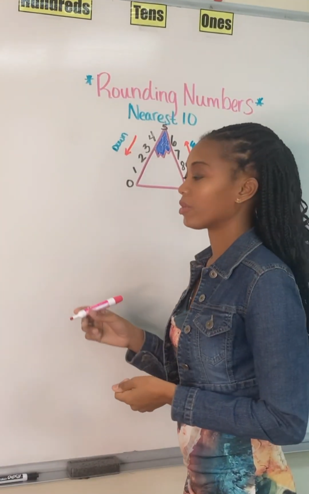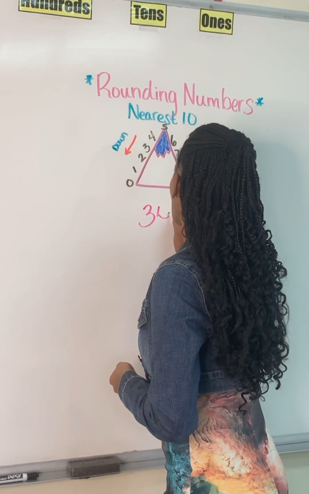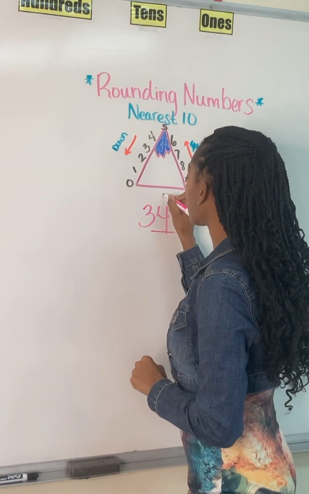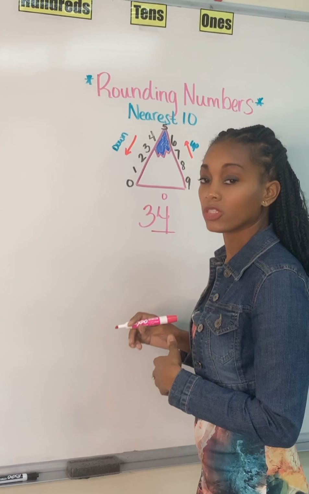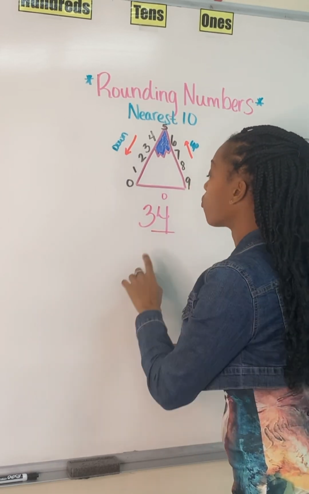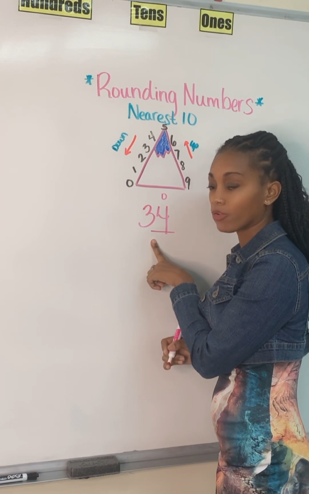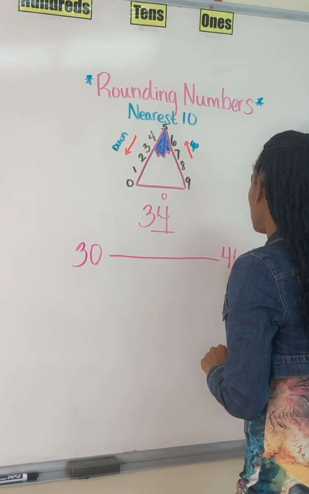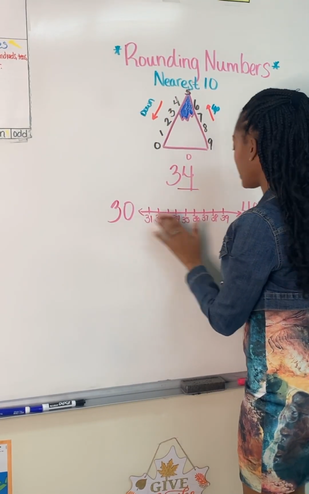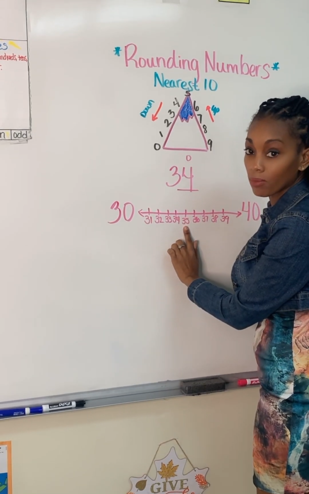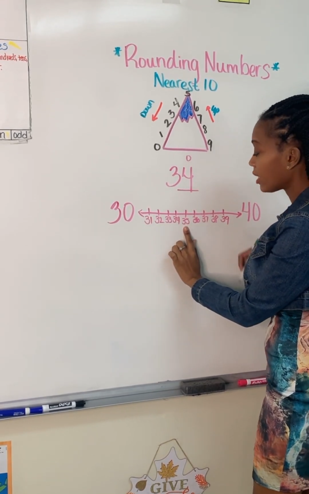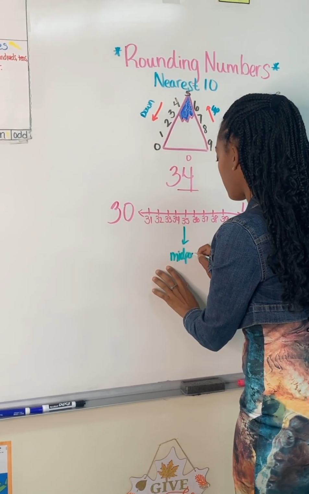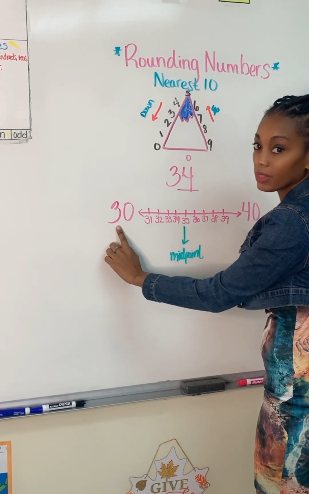So say I have the number 34. I put 34. Again, when I'm rounding to the nearest 10, I am mostly concerned with the number that is in the ones place. So the first thing I ask myself is, what two tens come between 34? That's going to be 30 and 40. So I have the number 30 and 40. My midpoint, the number in between 30 and 40, is going to be 35. 35 is my midpoint. That is the point halfway between the two tens.